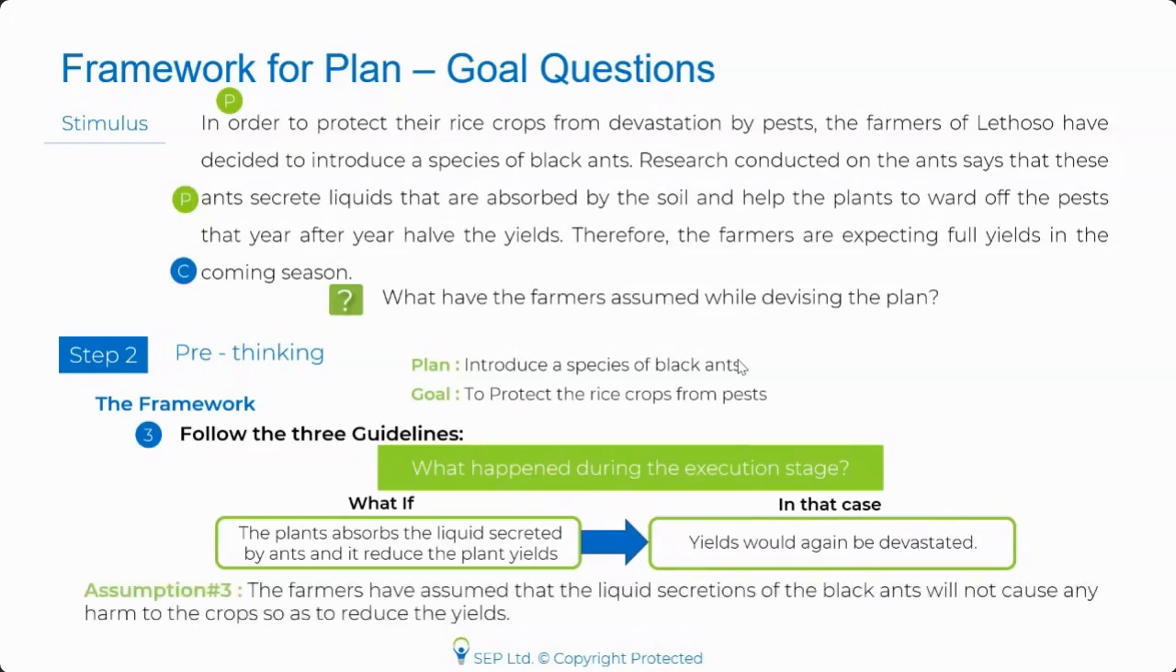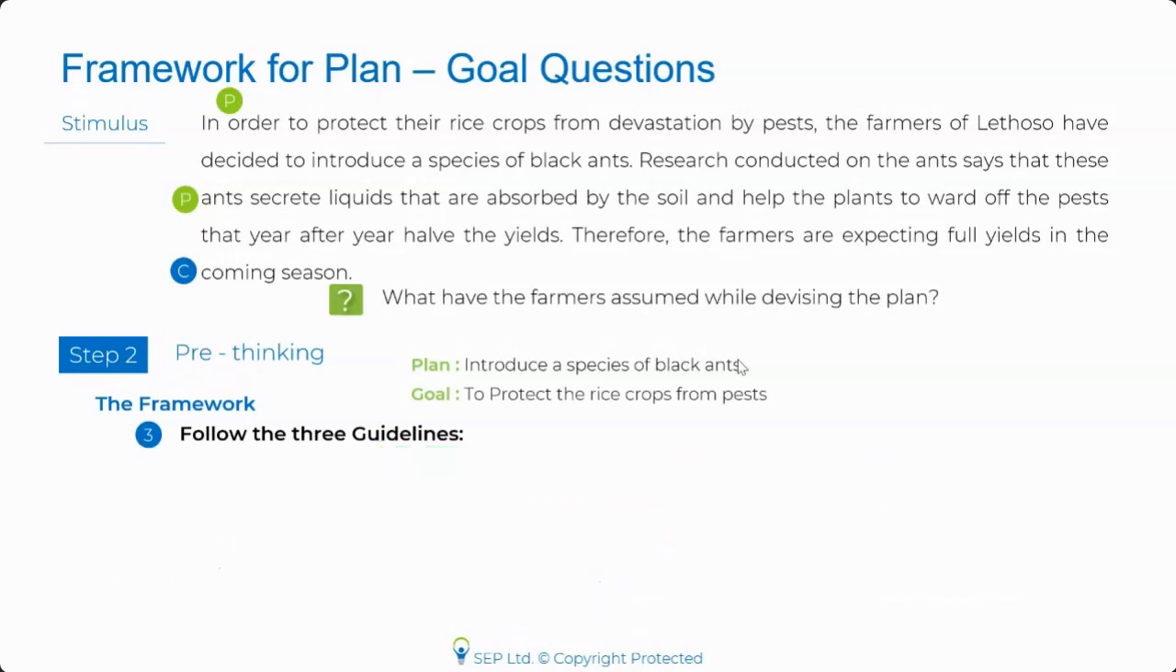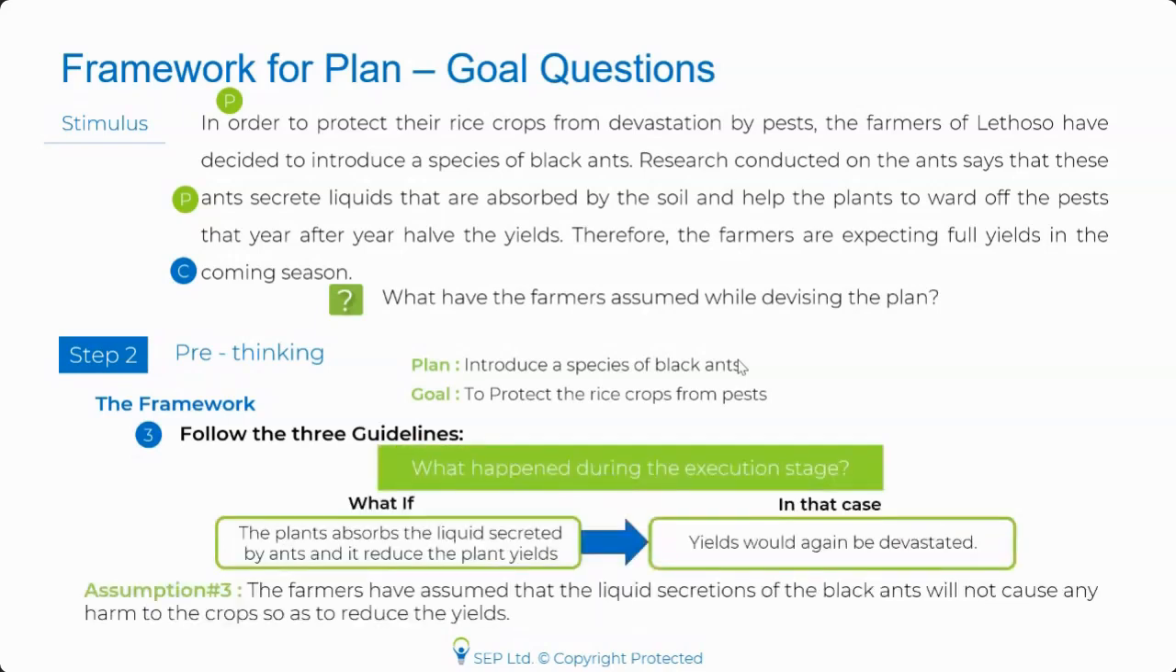So the farmers have assumed that the liquid secretions of the black ants will not cause any harm to the crops, so as to reduce the yields. So the secretions will not be harmful to the plants. That is an assumption made. Okay, all right, so three assumptions so far. Can you count that? So first guideline, what happened when the plan was being made? Okay, what happened when the plan was carried out?